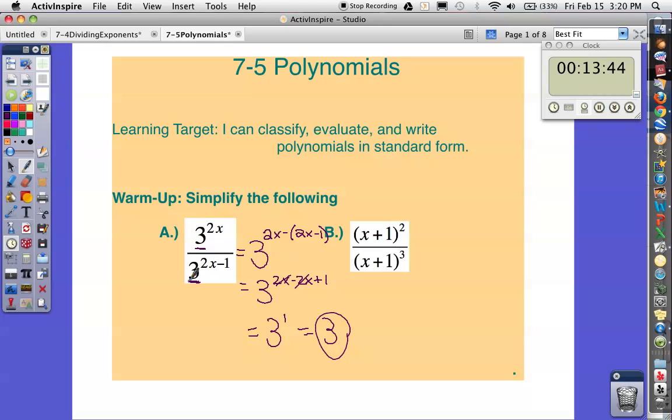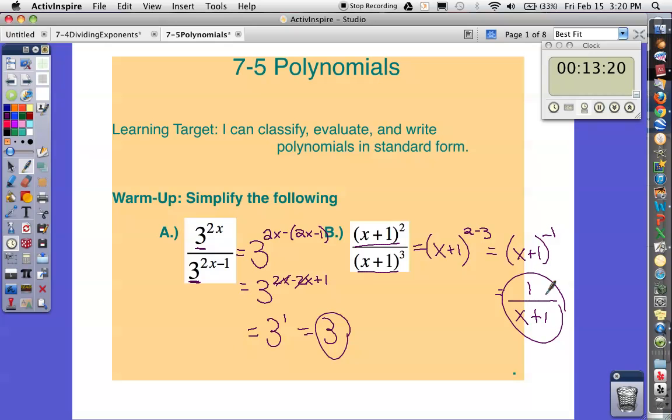For the second one, you have the base of x plus 1. Your base can be a binomial. So you have x plus 1, same base. What do you do with their exponents? You keep the base, and then you subtract their exponents. 2 minus 3 is going to be x plus 1 to the negative 1. And we know that negative 1 cannot stay in the exponent, so it's 1 over x plus 1. And there's your answer.